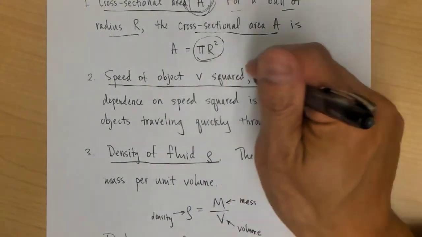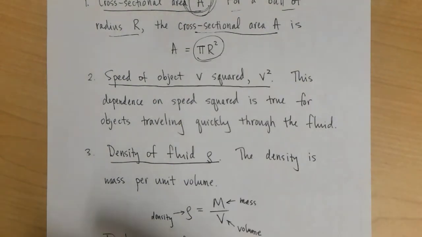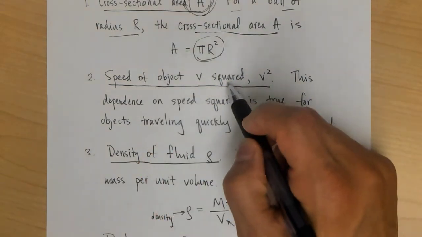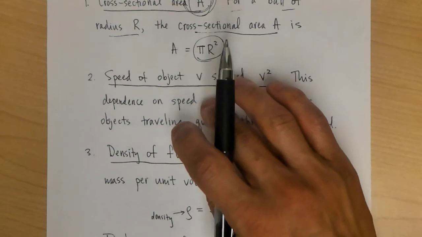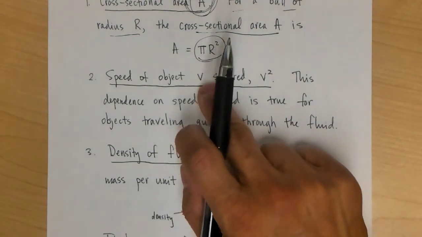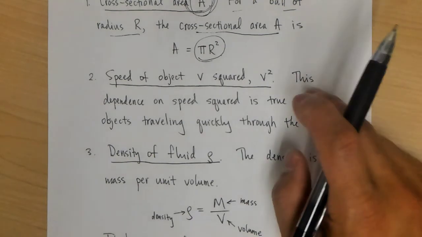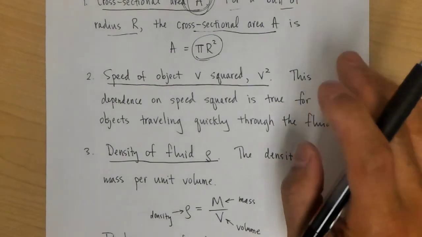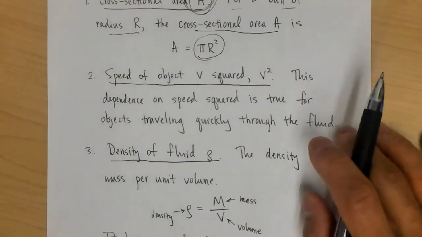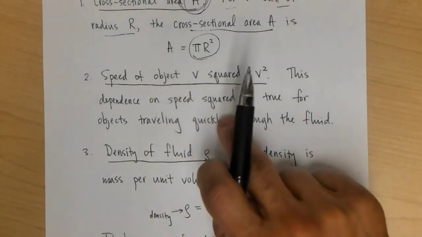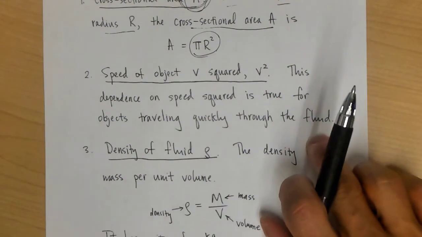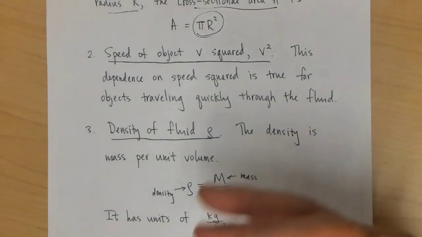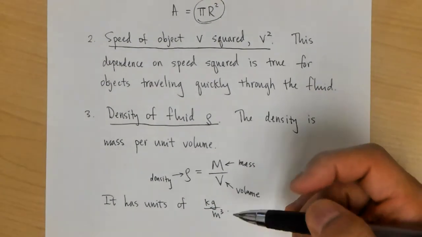Now, this next step is not obvious, but it turns out if the object is going rather fast, then the drag force is proportional to the square of the object's speed. For slow objects, it's proportional to the speed, but for fast objects, it turns out to be proportional to v squared. It's related to the fact that kinetic energy is also proportional to v squared, but that's something we'll do later. This dependence on speed squared is true for objects traveling quickly through the fluid. We're using the term fluid to talk about either air or water, and these formulas apply in those cases.